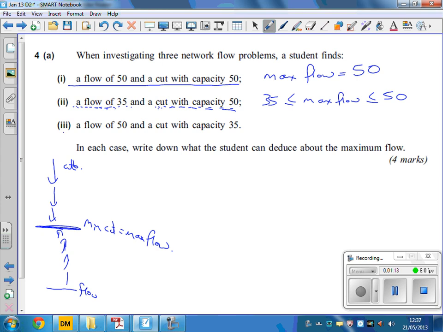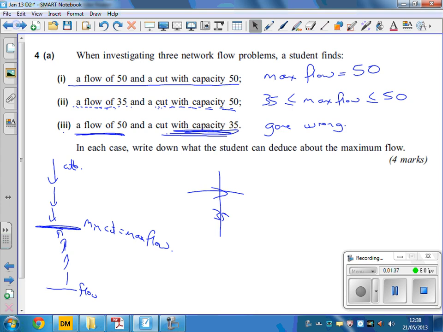The last one's total nonsense. You couldn't get a flow of 50 if the cut was 35. And so the answer for that one there is gone wrong, or there's been a mistake, or it's not possible. Because if there's a restriction somewhere that you couldn't get 35 across, if you can't get more than 35 across this place here, there's no way you could be getting 50 through the whole thing.